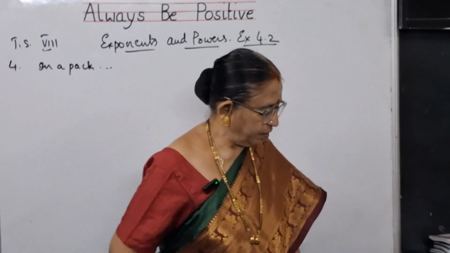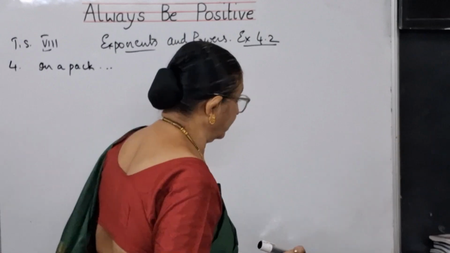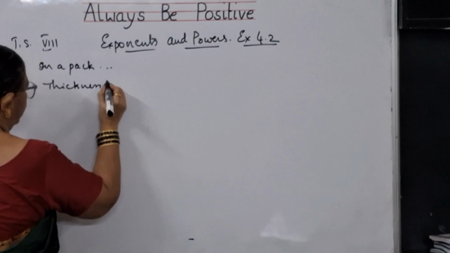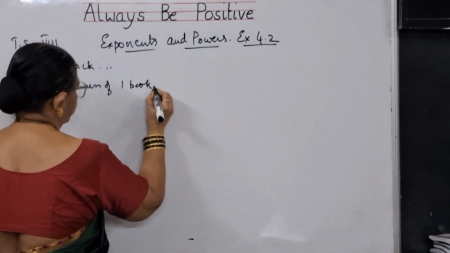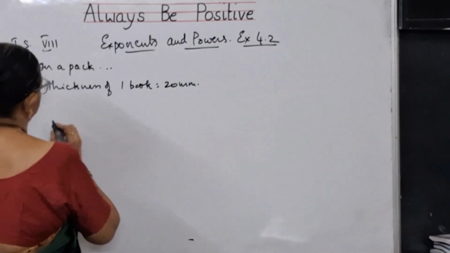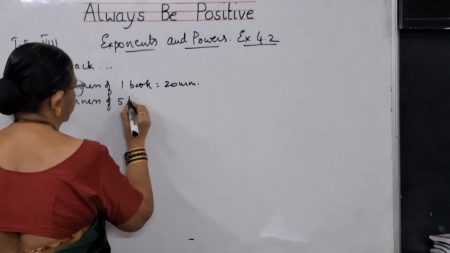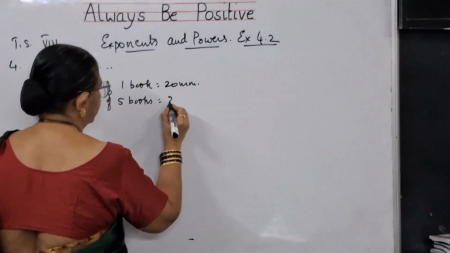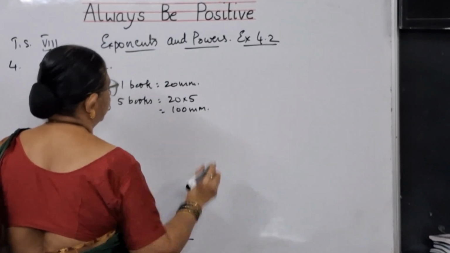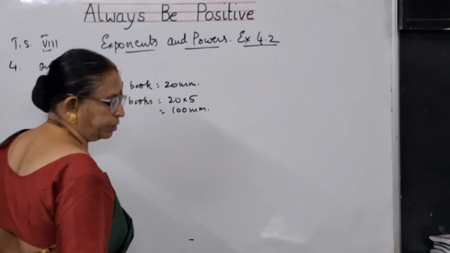So, you have got 5 books. Thickness of one book is equal to how much they said? 20 mm. So we need thickness of 5 books, which is equal to 20 into 5. That is 100 mm is the thickness of 5 books.